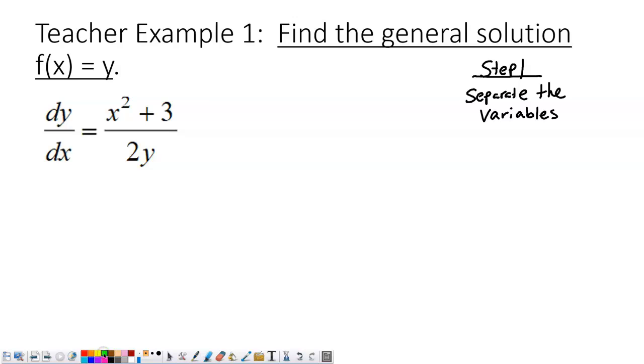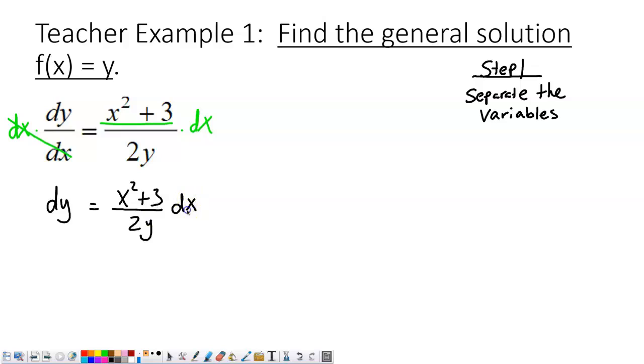So the first thing I'm going to do is multiply both sides by dx. Because I have this x here on this side, the x squared, so I want the dx with that one. So I'm going to get rid of that. And that leaves me with dy is equal to x squared plus 3 over 2y dx. Now the next thing is I want this 2y on the bottom, I want that to be with the dy on the left. So once again, I'm going to multiply both sides by 2y. And now I've got my variables separated.